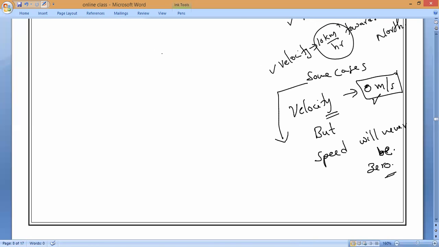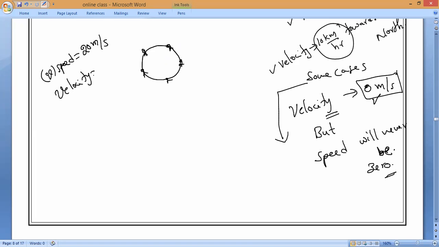Now, you tell me, suppose all you 5 members are traveling in a circular path, all of you, understanding? Imagine you all 5 members are traveling in a circular path. Now, I told you, travel with a speed equal to 20 meter per second. Now, what is your velocity? Anybody can tell me? What is your velocity? Sir, direction. Yeah, same 20 meter per second, but you are in a circular path.